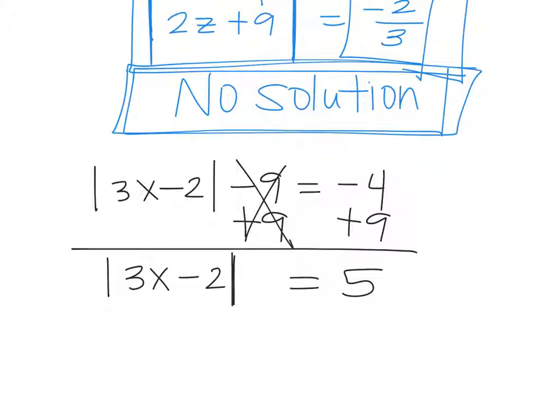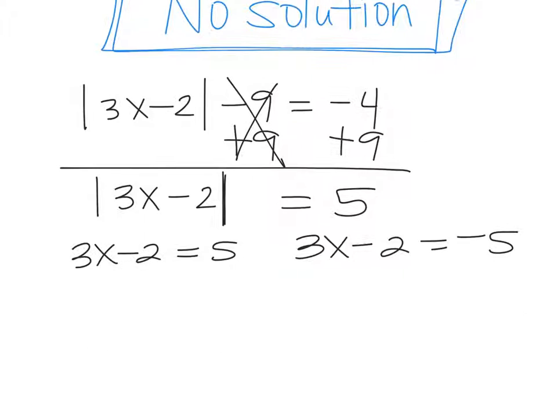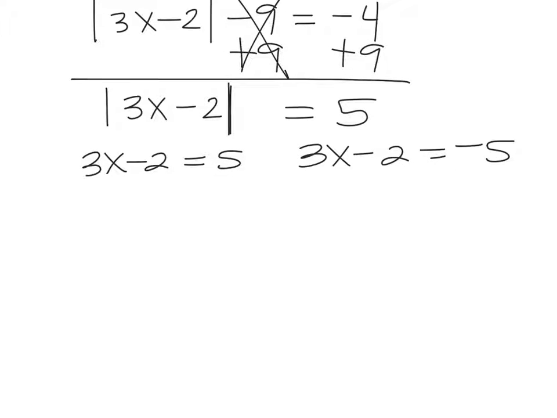So once the absolute value is isolated, how do we solve it? Take away the bars. How many equations do we write? 2. Whenever there's absolute value, there's 2 equations. So it's going to be 3x minus 2 equals 5. What's the other equation going to be? 3x minus 2 equals negative 5. So now it's just a matter of solving those equations, okay?